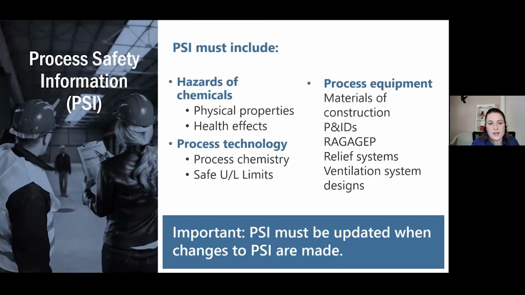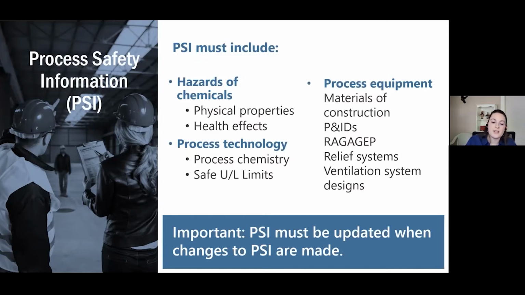The next element is process safety information. The RNP standard requires that process safety information be recorded and maintained. This information helps ensure the system is designed properly and also helps inform other elements of the RNP program, like the process hazard analysis. Process safety information is normally called PSI, and it must include the hazards of the chemical, the physical properties, and the health effects. Oftentimes, this is documented in the form of safety data sheets.